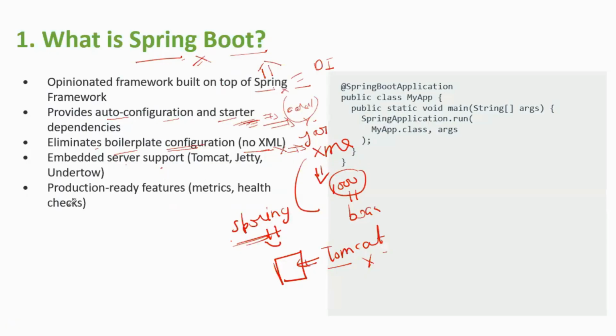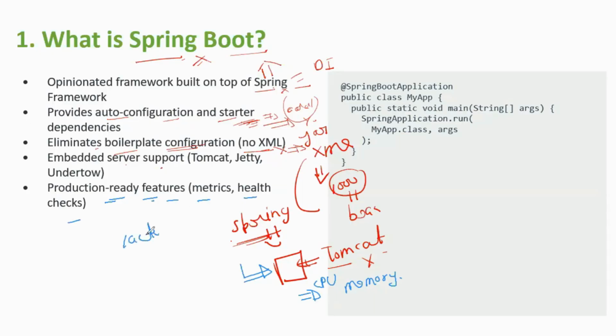The last point is that Spring Boot provides production-ready features. What does it mean? Friends, let's say your application is running on Tomcat, right? Now, what is the health of your application? How much CPU is being consumed by your application? What is the memory usage of your application? If you want to know all these things, you have to do lots of configuration, right? But Spring Boot provides all these metrics and health checks through actuator endpoints.